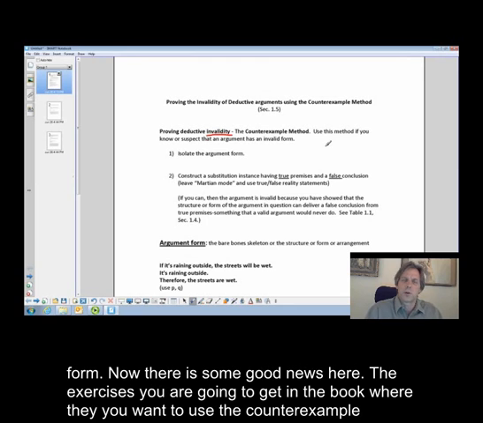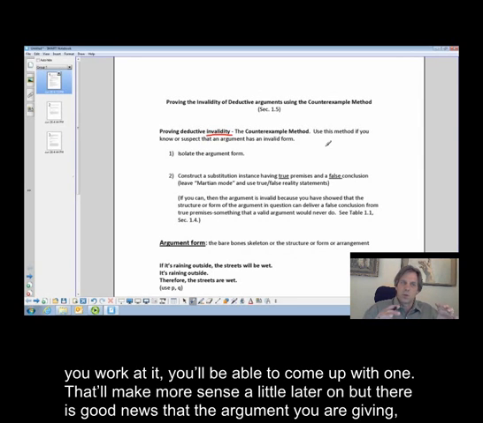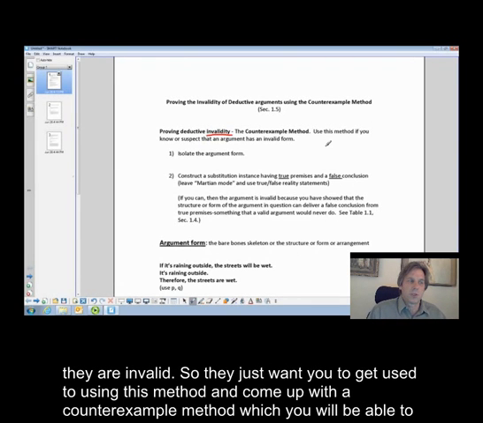Now there's some good news here. The exercises in the book where they want you to use the counterexample method are all going to be invalid. So you're at least given that, which means you'll be able to come up with a counterexample if you work at it. That'll make more sense a little later on, but the arguments you'll be given are invalid, so they just want you to get used to using this method and coming up with a counterexample, which you'll be able to do.